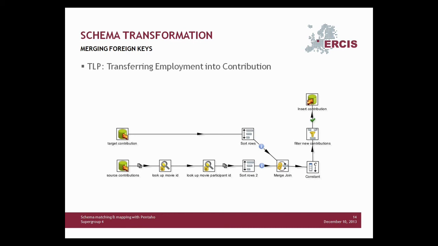The output table of the step is joined with the already existing contribution entries from the target database. Finally, all contribution entries for which movie participant ID and movie ID have not been updated are filtered out. Thus, only new contributions are inserted into the respective table of the mediated schema.